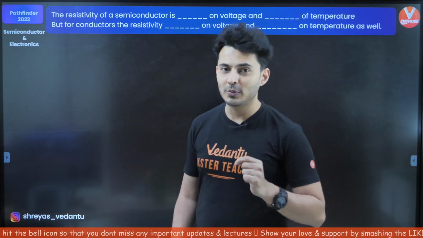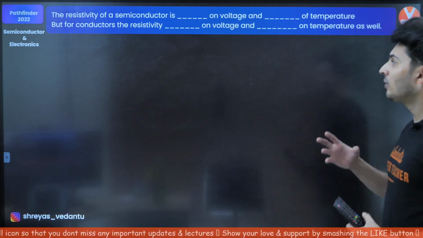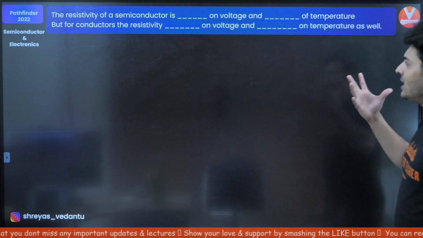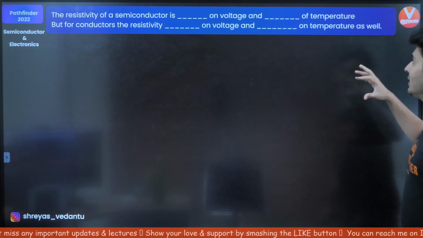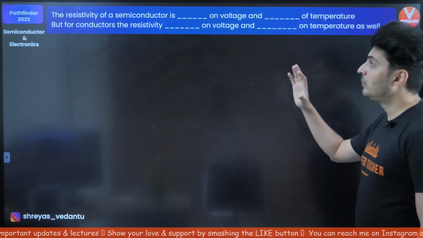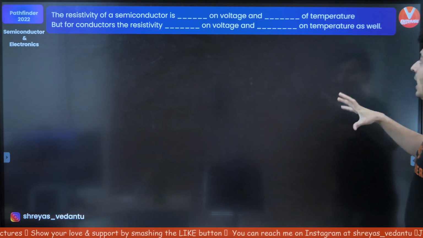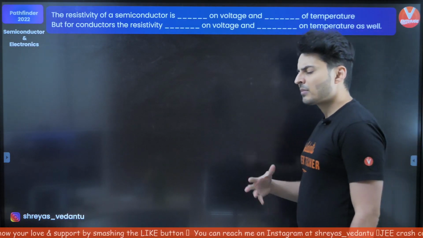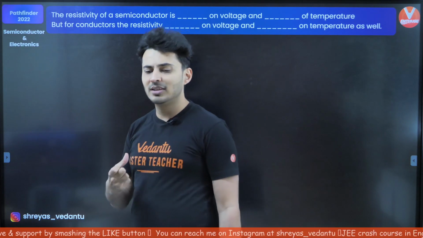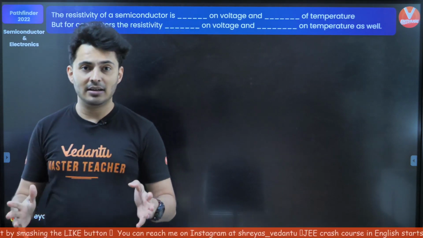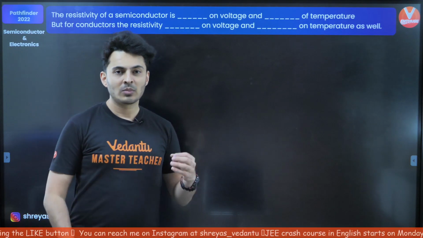I'll read it out for you. The resistivity of a semiconductor is dash on the voltage and dash of the temperature. But for conductors, the resistivity dash on the voltage and dash on the temperature as well. Meaning you have to fill in the blanks with words like dependent or independent.